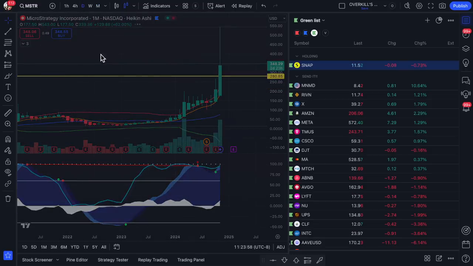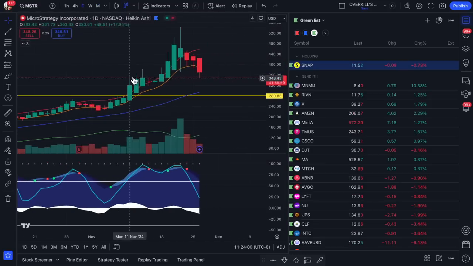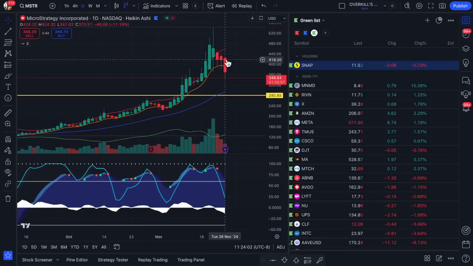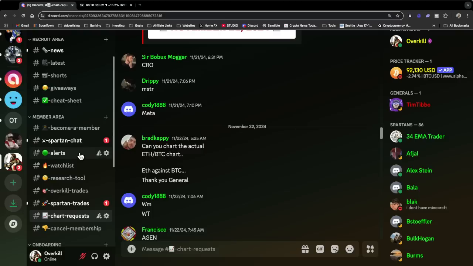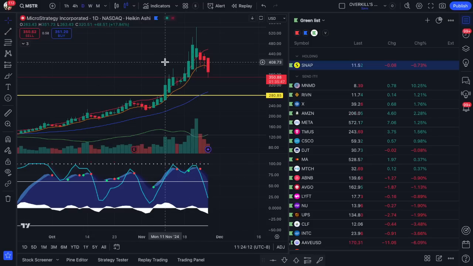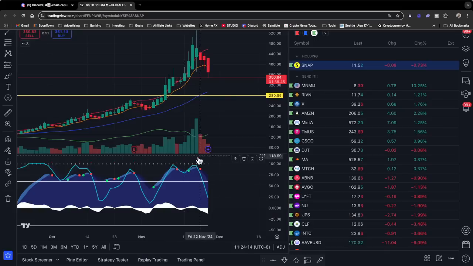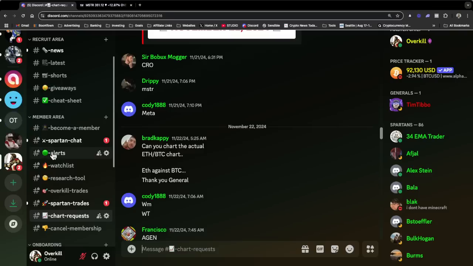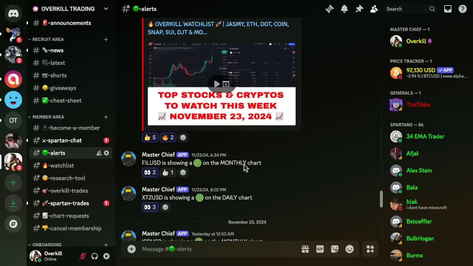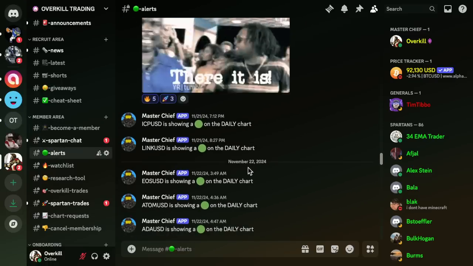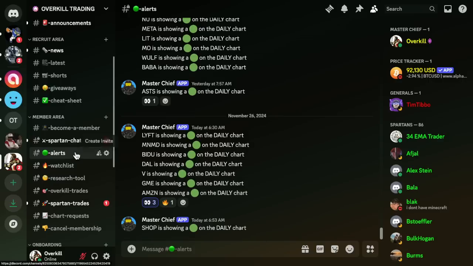If this Bitcoin bull market is really just getting started, like everyone's saying, this thing should have some higher highs in it. But let's just wait to be sure. Let's wait on the green dot on the daily chart on MSTR. That thing is pulling back nicely. And again, the green dot is going to be called out right over here inside the alert section. If you guys are a member of the Discord, all the alerts for everything in my watch list get called out over here inside the alert section.